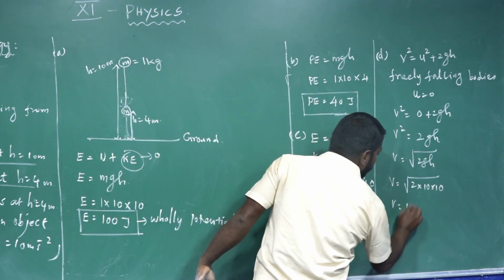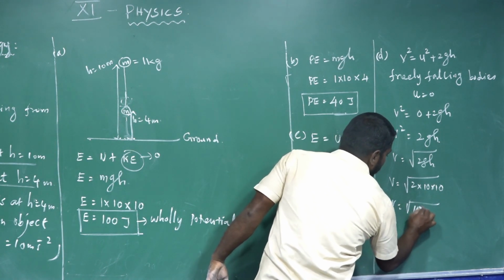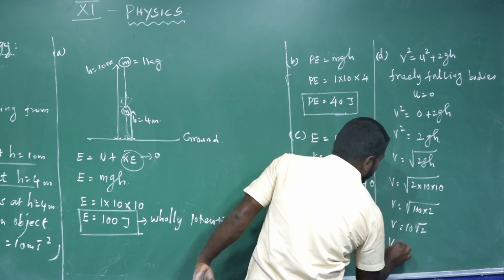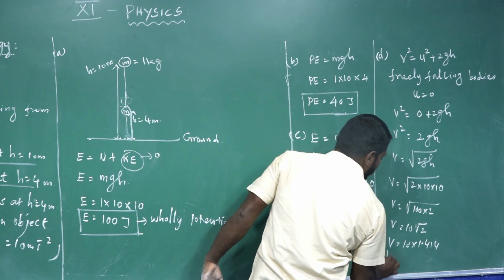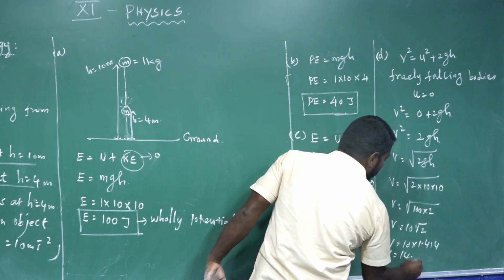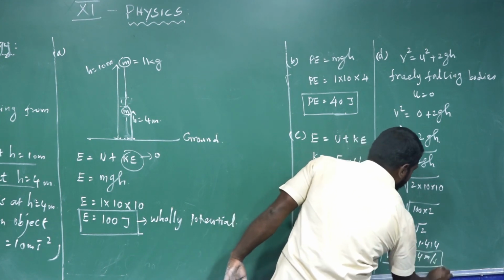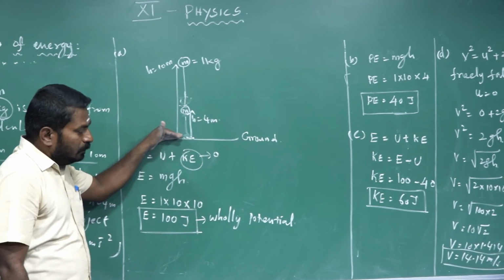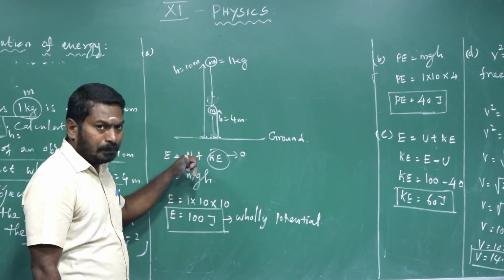So v is equal to the square root of 100 into 2. v is equal to 10 into root 2. v is equal to 10 into 1.414. v is equal to 14.14 meters per second. So this is the speed of the object when it touches the ground. It possesses a maximum speed when it touches the ground.